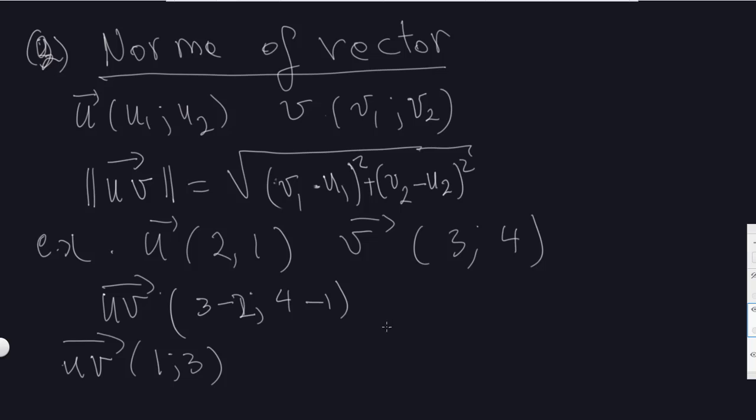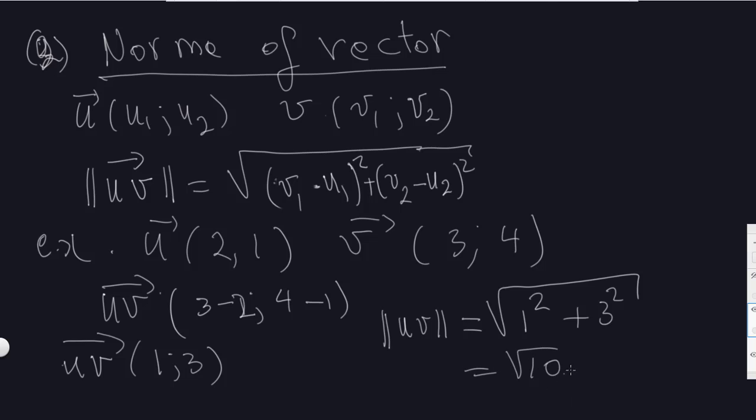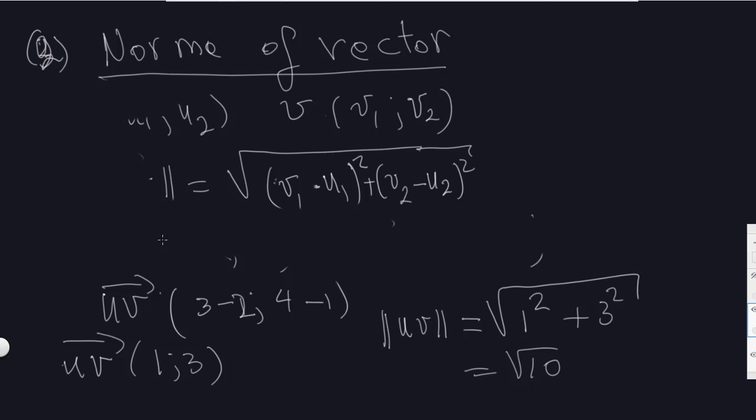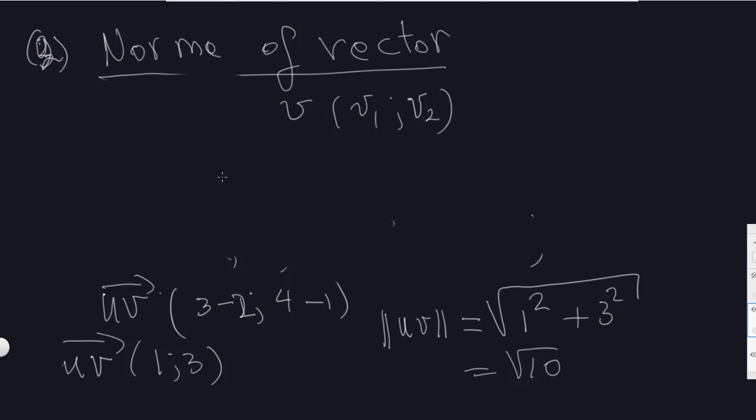So what will be the norm? The norm of this vector uv will be the square root of 1 squared plus 3 squared. So this will give you square root of 10. So this is basically how you calculate the norm. Very simple. You can take another example of two vectors and do the same thing. I want to give you another example quickly before we go to addition of the vectors.